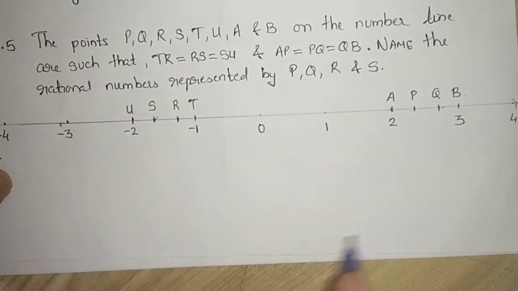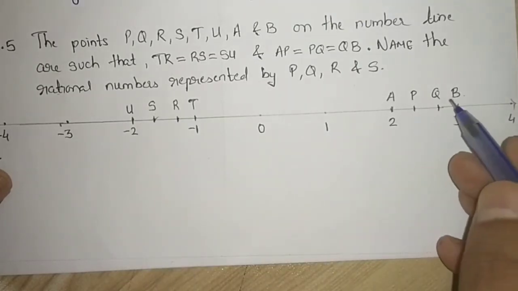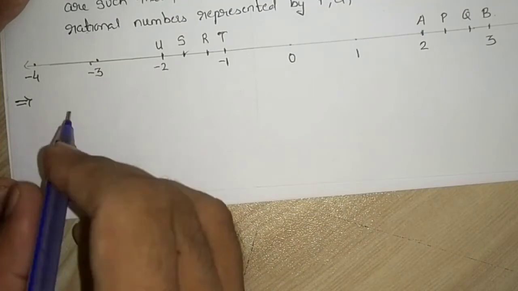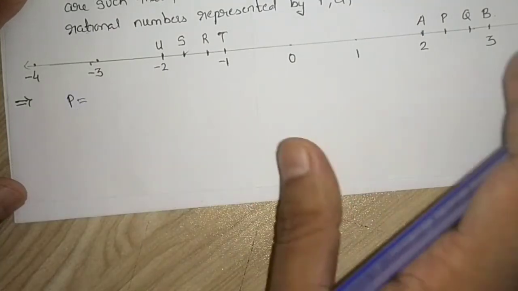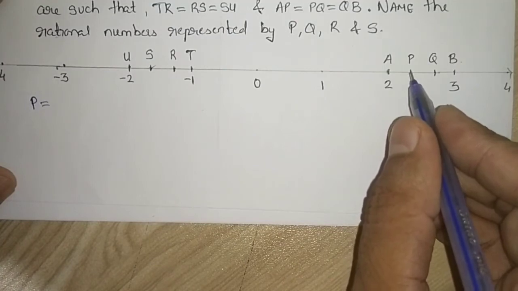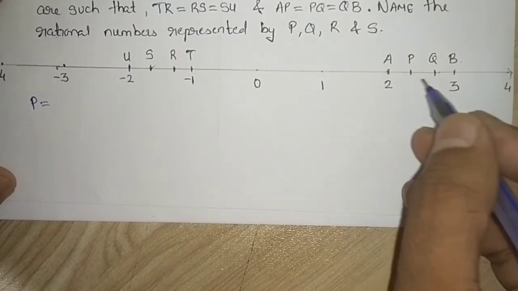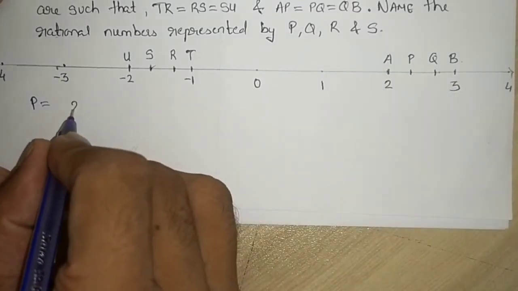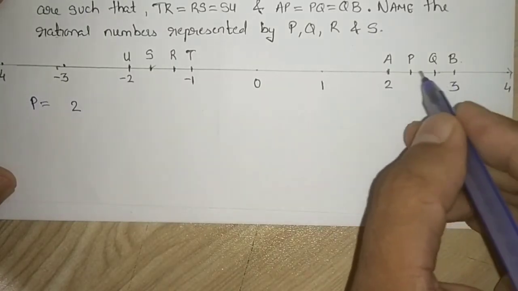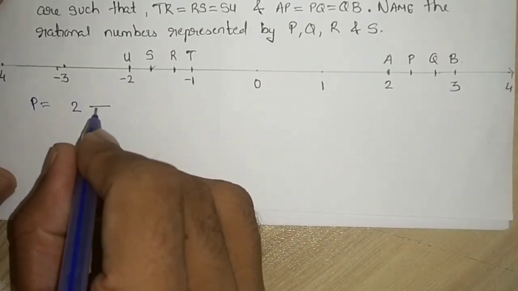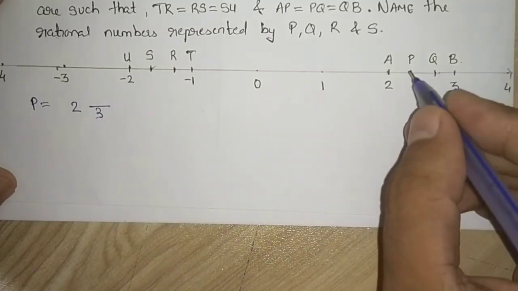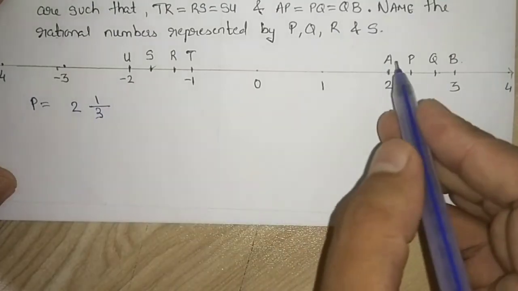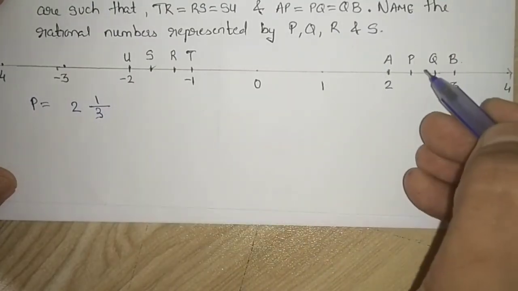We are supposed to say which rational number will lie on P, on Q, on R and on S. So let us start. First we will write for P. Here you can see the point P lies between 2 and 3. That means definitely the whole number part will be 2. Now since they are divided into 3 equal parts, I will write 3 in the denominator. Now where is my P? On the first part, so I will write 1 by 3. So 2 integer because it was fully 2 and then the first part.